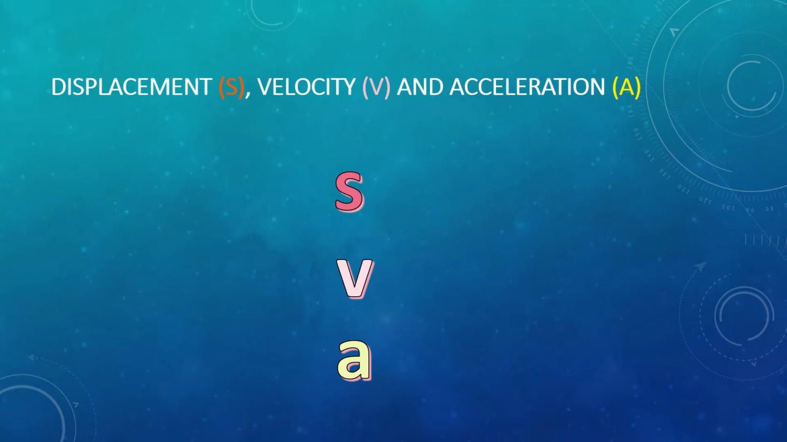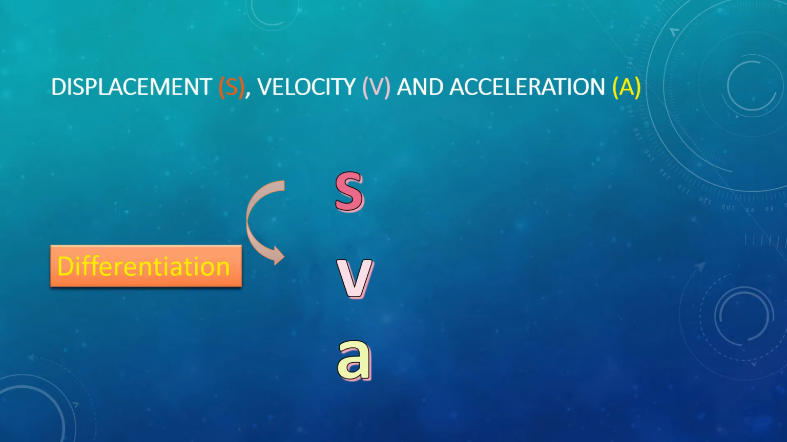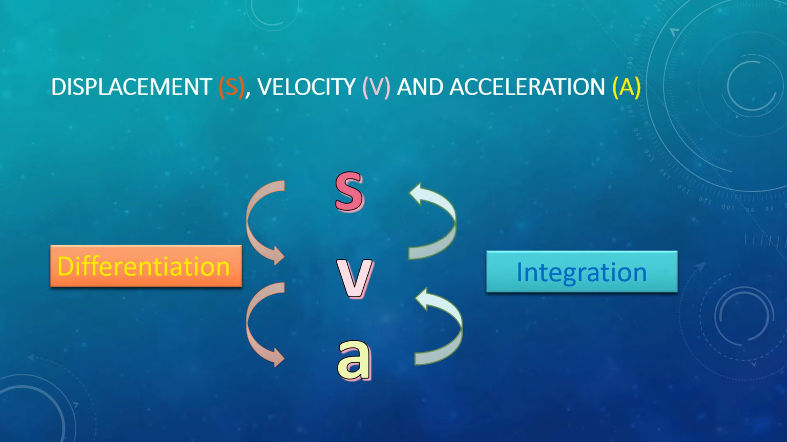Displacement, velocity and also acceleration are the things that we want to learn in this chapter. From s to v: s is the displacement, while v is the rate of change of s with respect to time. So from here we are going to use differentiation. From v to a, we also use differentiation. But the other way, when you have a and you want to get v, we have to do integration. Same thing for v, when you want to get s, we have to do integration.